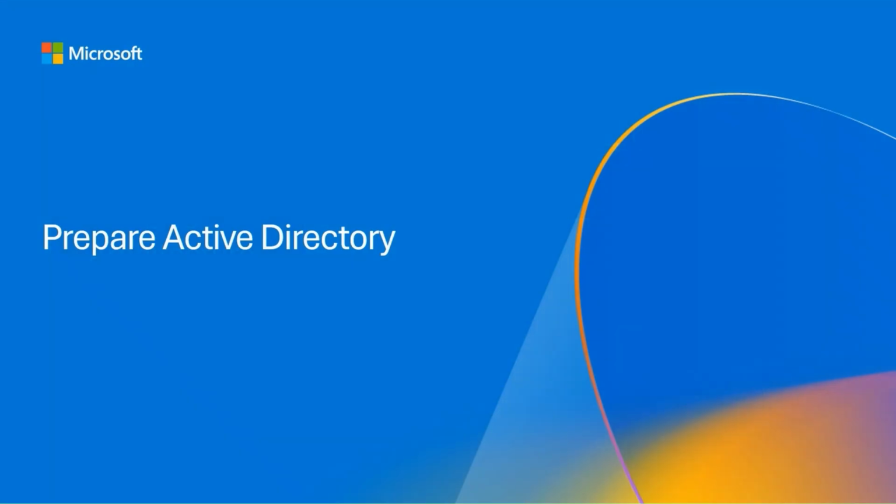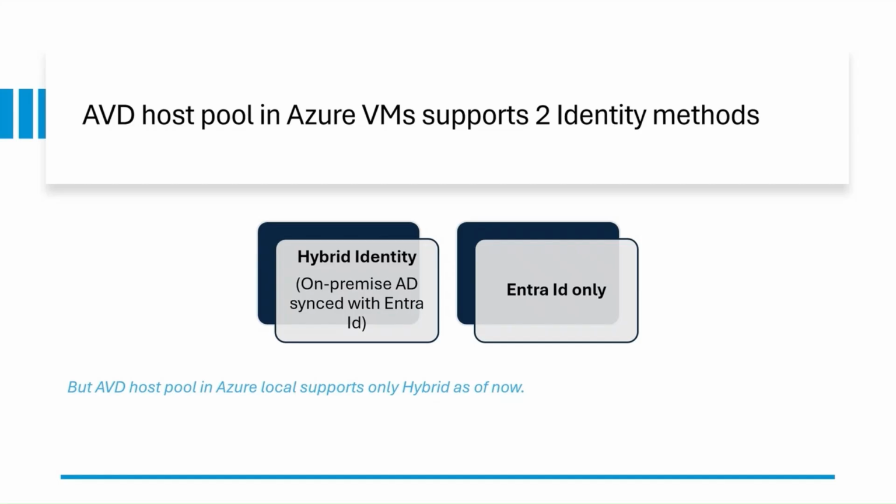What is the first thing you need to do in order to deploy your AVD environment onto Azure Local? The first thing is preparing your Active Directory. Why? Because if you are traditionally deploying your AVD host pool onto Azure VMs, there are two identity methods you get. One is hybrid identity, where on-premises AD is synced with Entra ID. The other is Entra ID-only identity. This Entra ID-only option won't be available for Azure Local VMs. The only option you will get is hybrid identity.